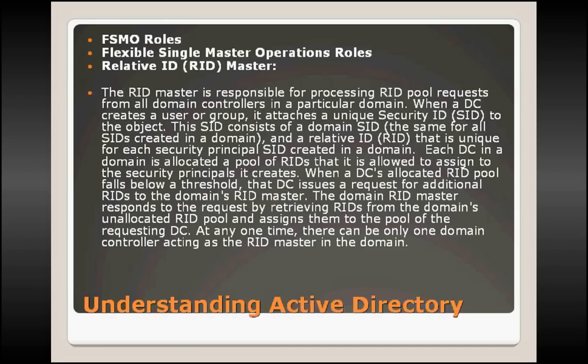Say 1 to 20 is given to DC01, and then 21 to 40 is given to DC02. So whenever a user is created in DC01, it uses the range assigned to it, and whenever a user is created on DC02, it uses the range assigned to DC02. Now what happens if the range is completed? Then it goes to the RID master role and asks for the next pool. That way it doesn't need to go to the RID master every time a user is created. It gives a pool of IDs. All good?